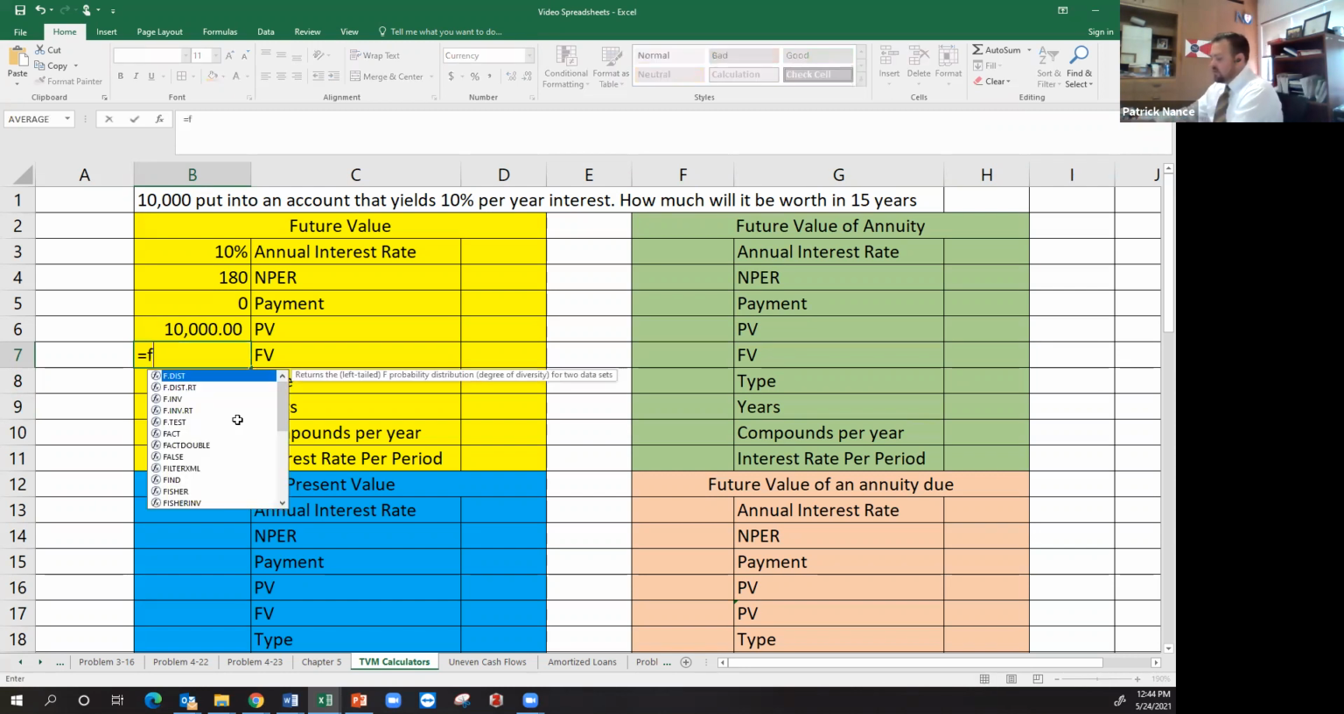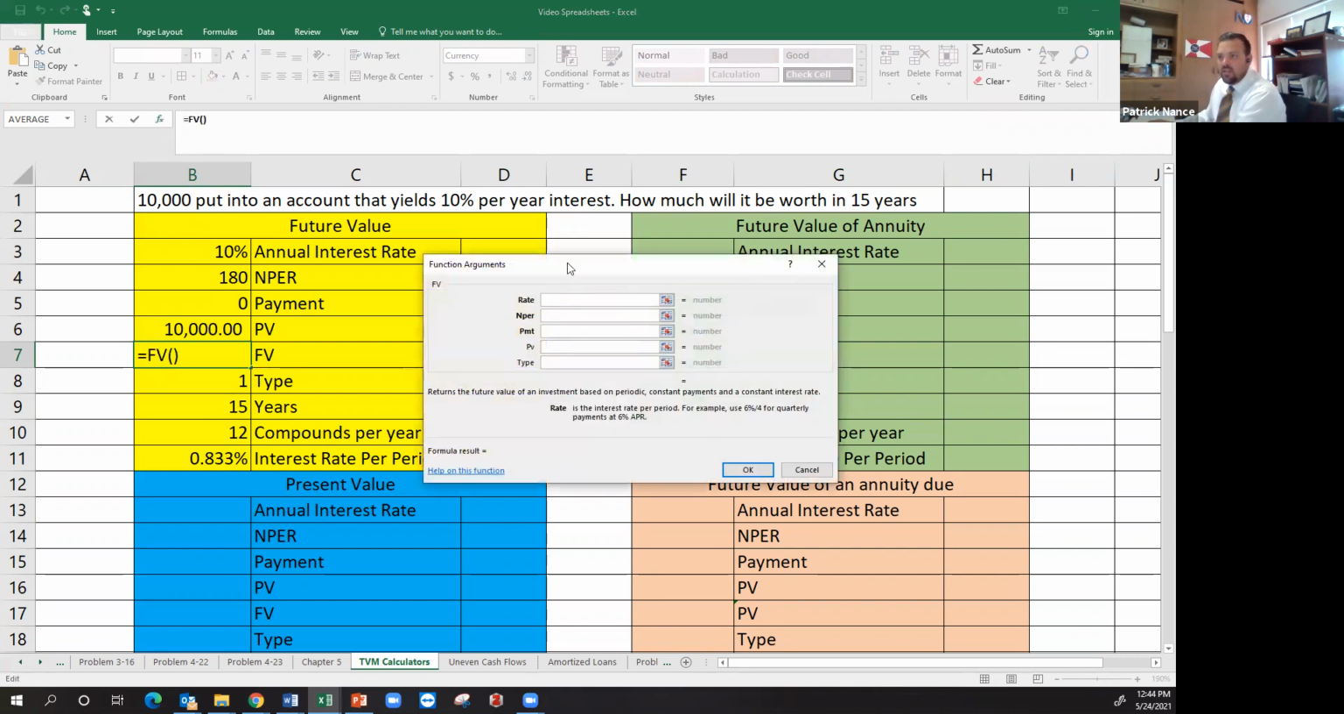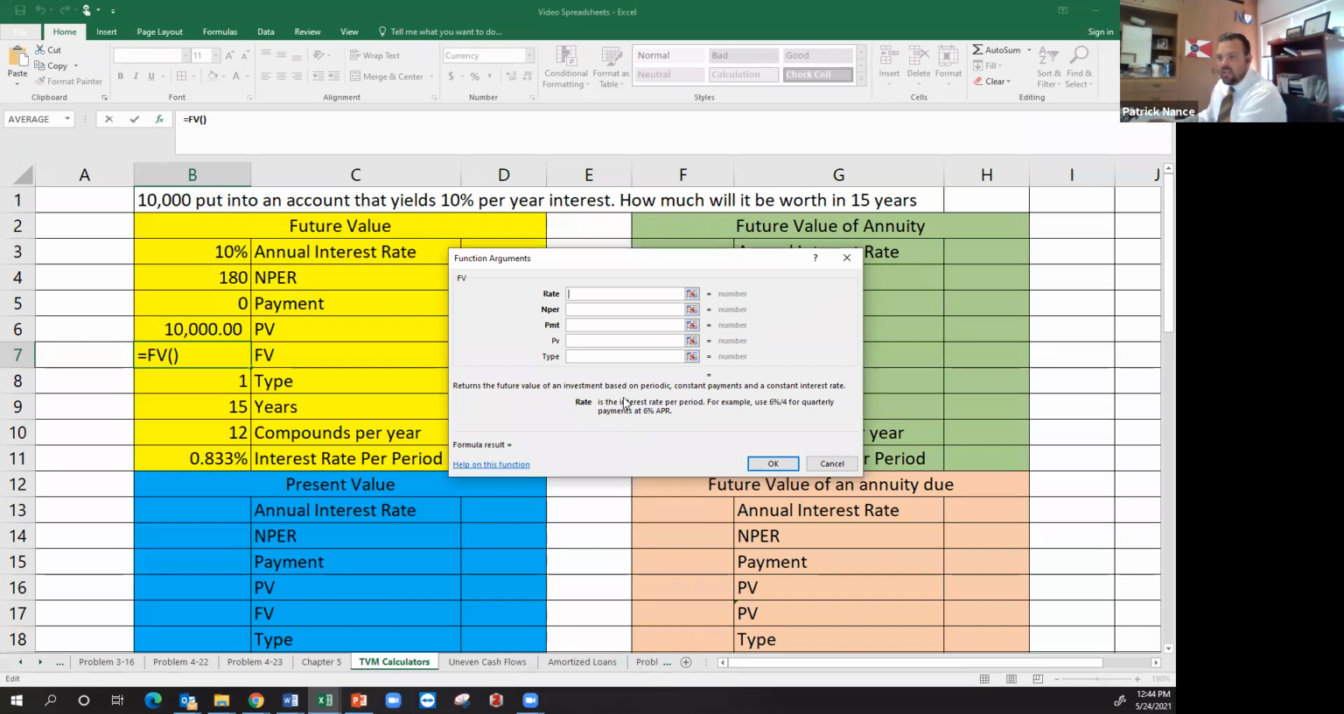So I'm going to type equals FV, open parenthesis. Now, that might be hard to see. You can also click the F of X button up here to insert function, and it gives a little better detail here, and also defines what each thing is. It even tells you about dividing the interest rates for the number of periods. So this rate number wants to know the interest rate per period, not the annual rate, but the interest rate per period. Now, I'm going to go change this back to once per year in a second.